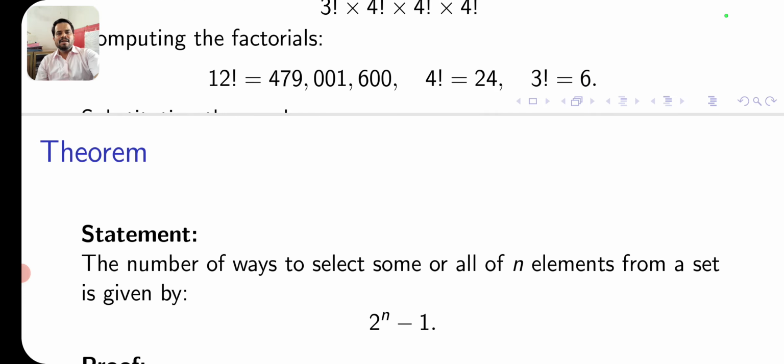The statement of this theorem is: the number of ways to select some or all of n elements from a set is given by 2 raised to n minus 1. Do you understand the meaning of this statement? We have to select all elements or some elements, and it is given by 2 raised to n minus 1, and this result we have to prove here.